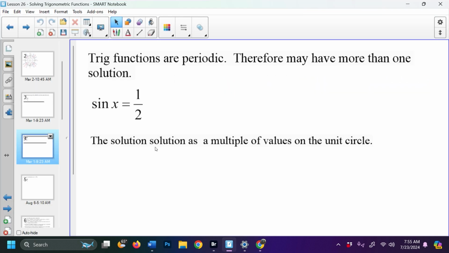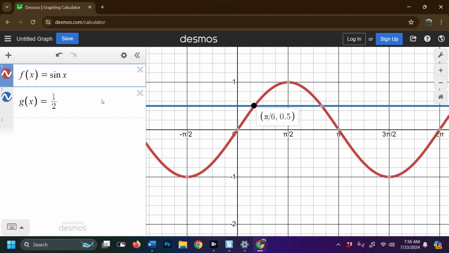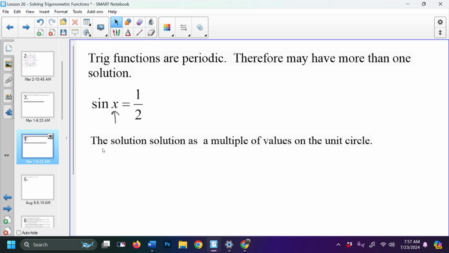If I talk about the solution as multiple values over the unit circle, remember when I say solve sine of x is equal to a half, that's literally asking me to find all of the angle measures where the y value on the unit circle is equal to a half. So if we refer back to the unit circle, I'm looking for y values that are a half. At pi over 6, I've got a half, and at 5 pi over 6, I have a half. And we see back here in Desmos that the intersections happen at pi over 6 and at 5 pi over 6.